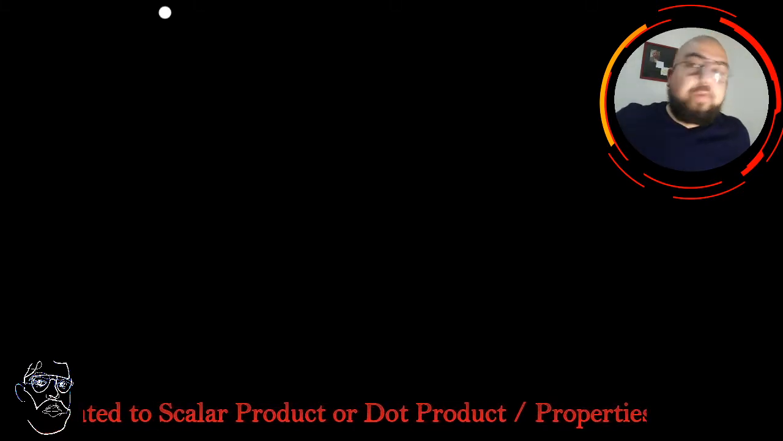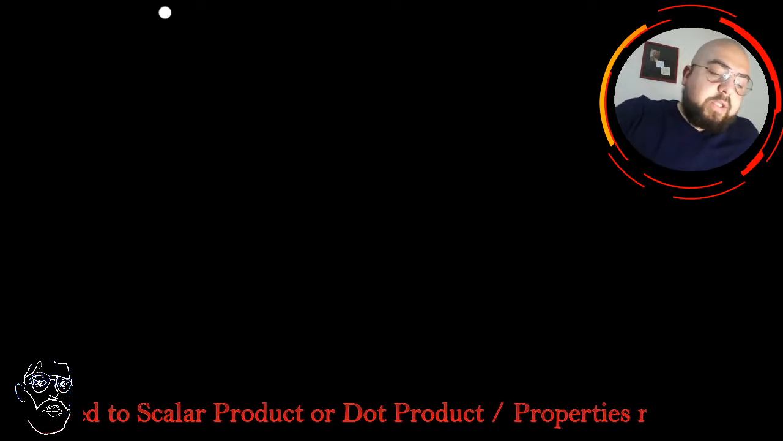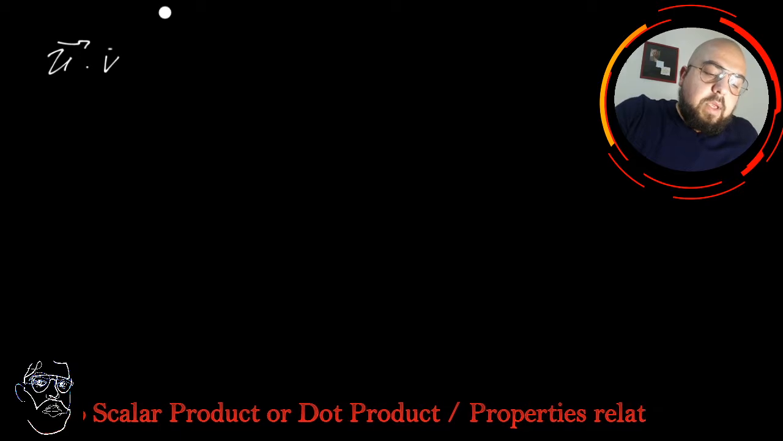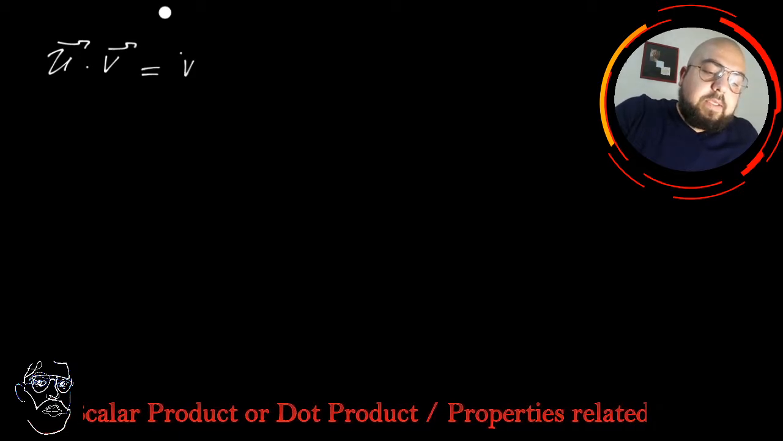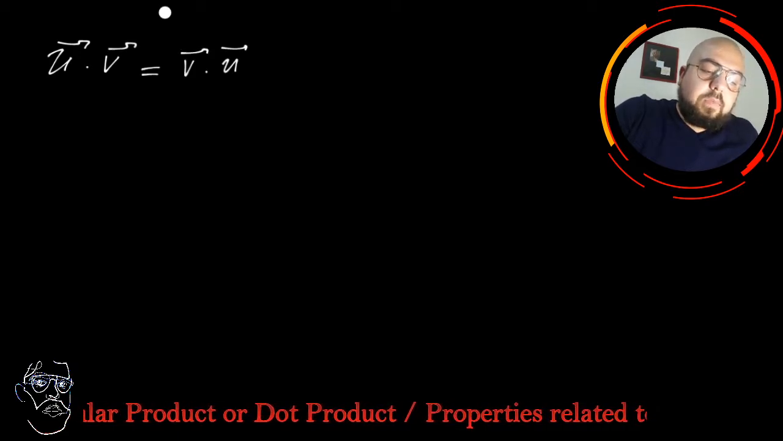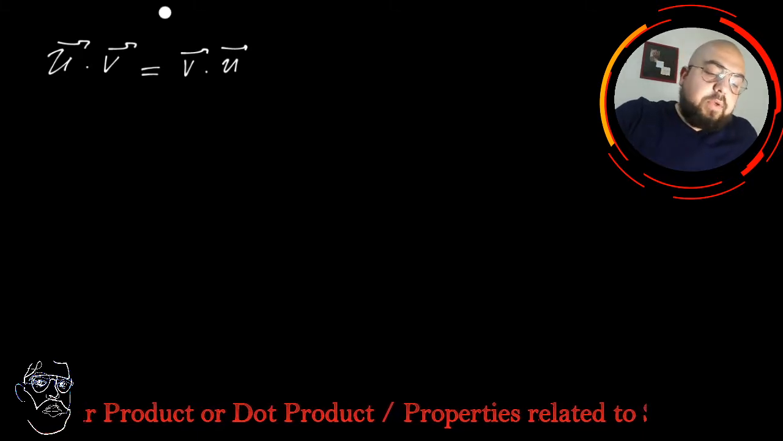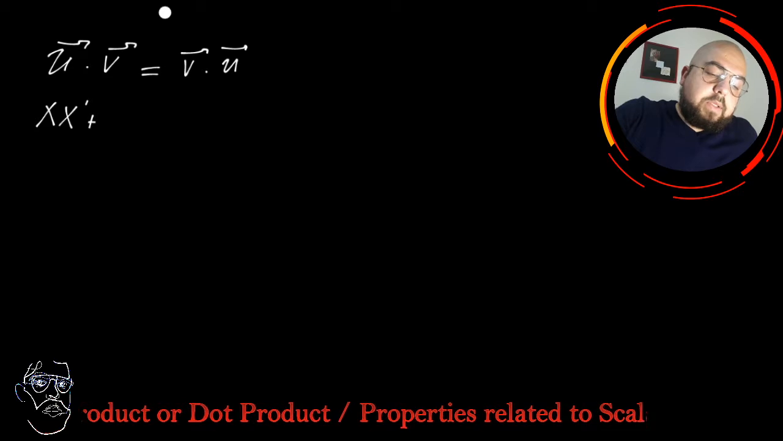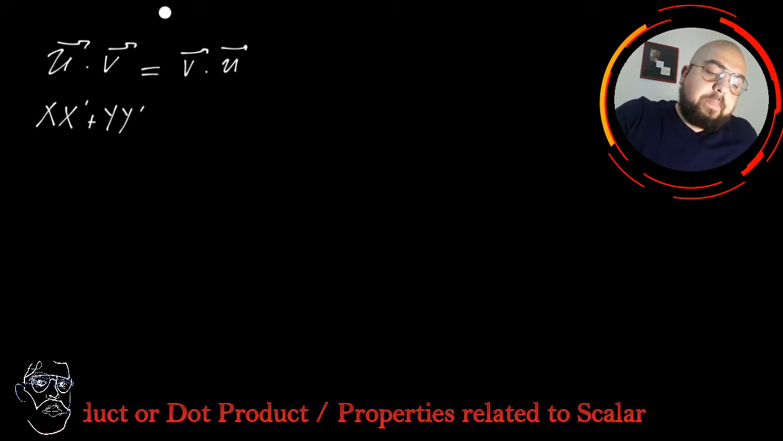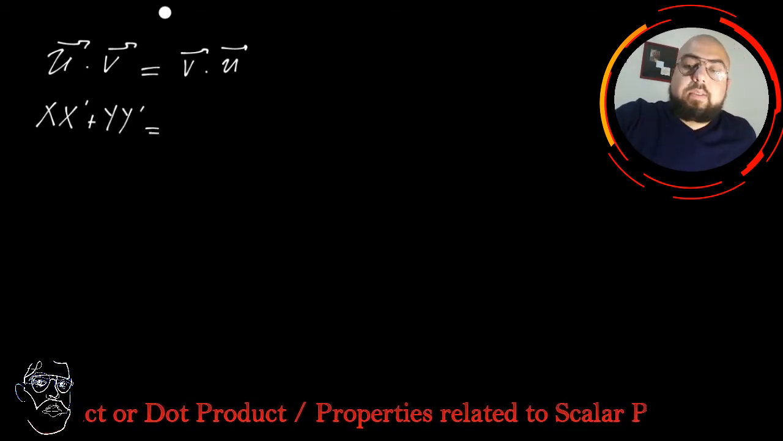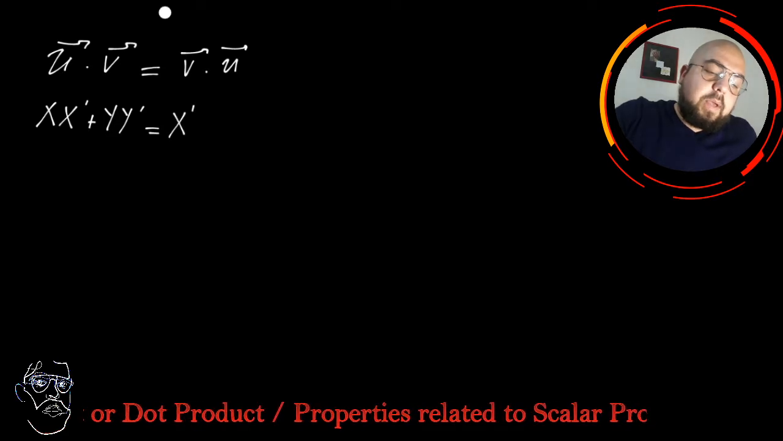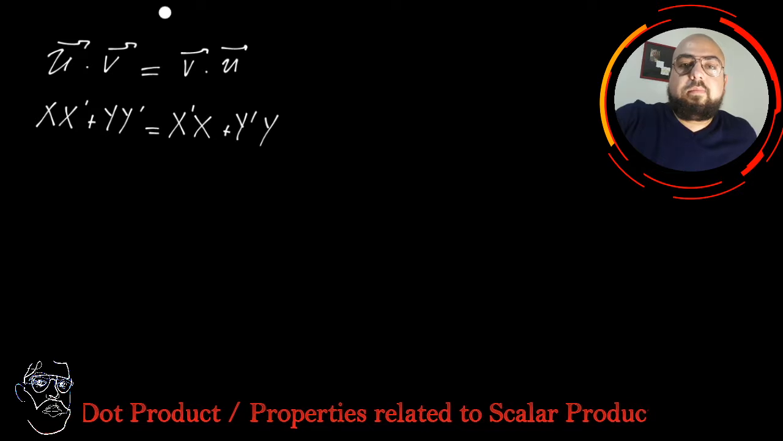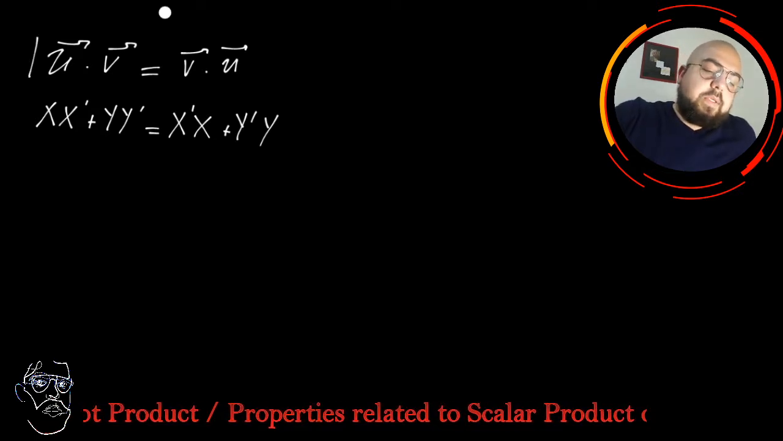Today we're going to talk about the properties related to the scalar product, or dot product. The first property is that u scalar v can be written as v scalar u. The proof is very simple. u scalar v can be written as x x prime plus y y prime, which is the same thing as x prime x plus y prime y. So this is the first property.